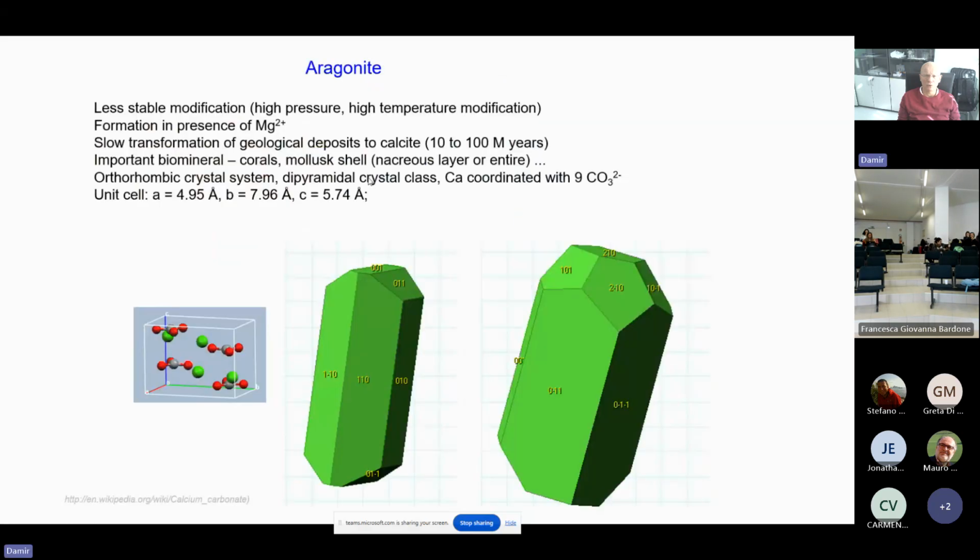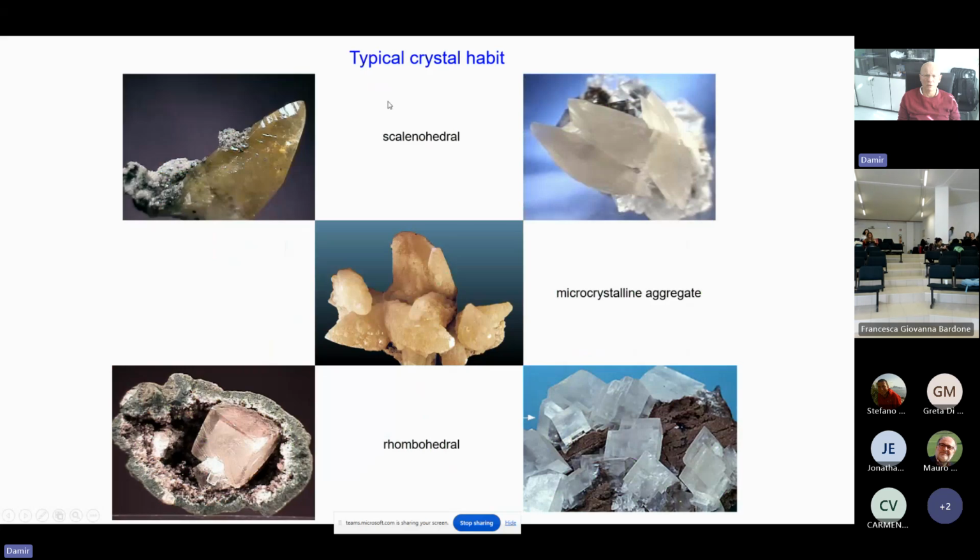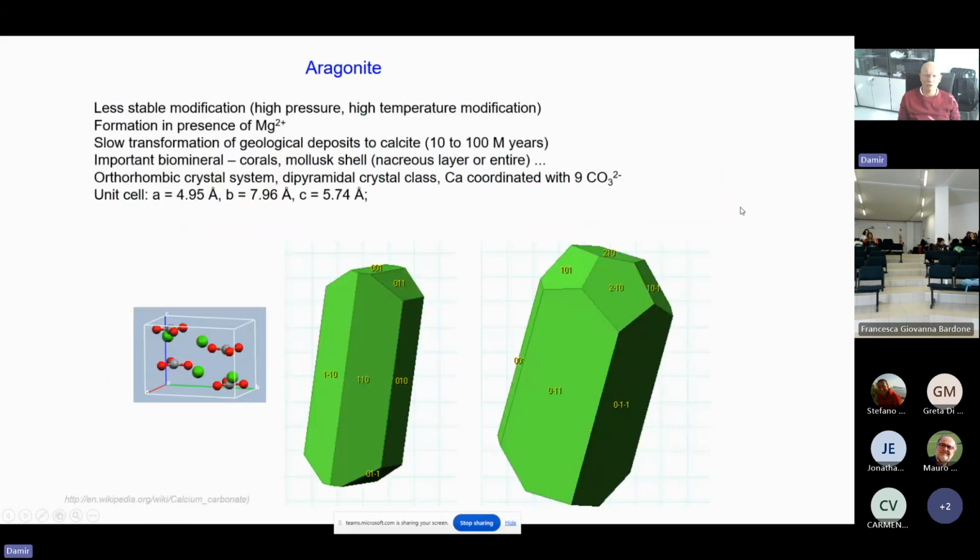It goes by tone. Less common is scalenoidal calcite, but it can also appear in a form of microcrystalline aggregates. Aragonite is a less stable modification, although its stability is very close to the stability of calcite. Actually, it's stable at elevated temperature and high pressures, but also in the presence of magnesium ion. Magnesium ion is very important for formation of aragonite, as you will hear later on.